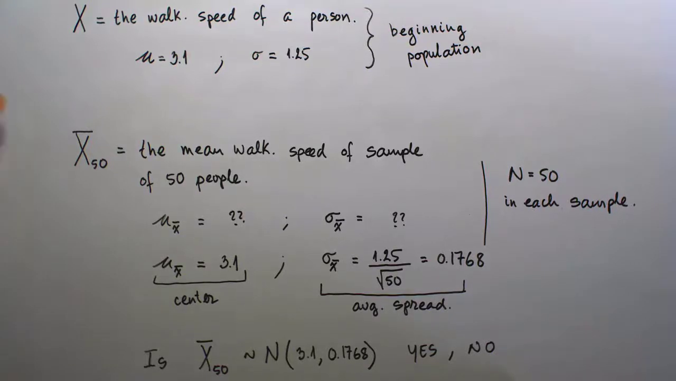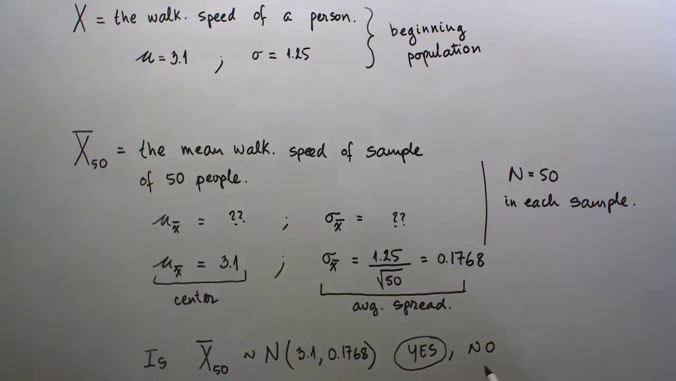But as far as the distribution shape of our beginning distribution, we had no clue. We didn't know anything regarding the distribution shape. Or in other words, whether the beginning population is a normal distribution or not, we do not have that information. Then, in order to answer yes or no here, we must rely on the sample size of our sample. So the answer to this question is now actually yes.